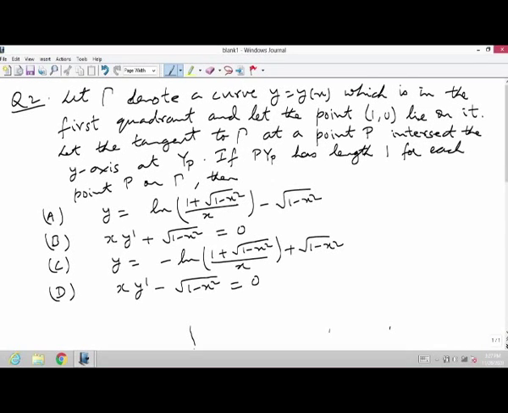If you see the options, then option A and option C are negative of each other, and we are given that the curve should lie in the first quadrant. So, y should be bigger than 0. So, only one of the two options A and C can be correct. Of course, it may happen that both are wrong.